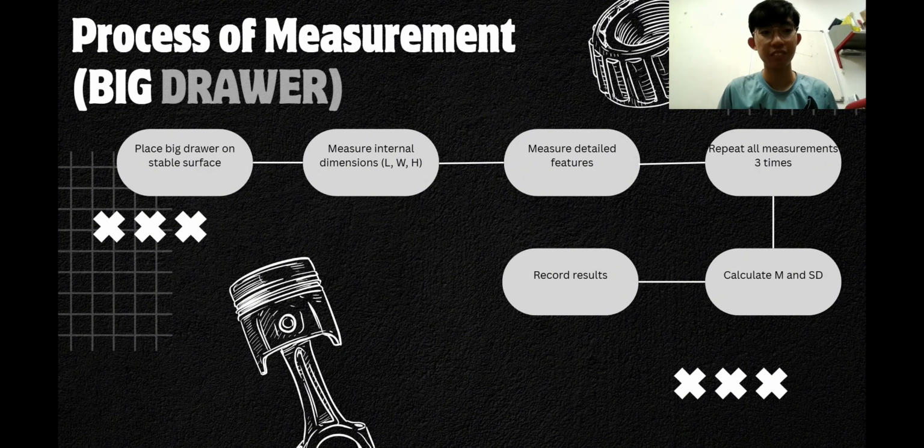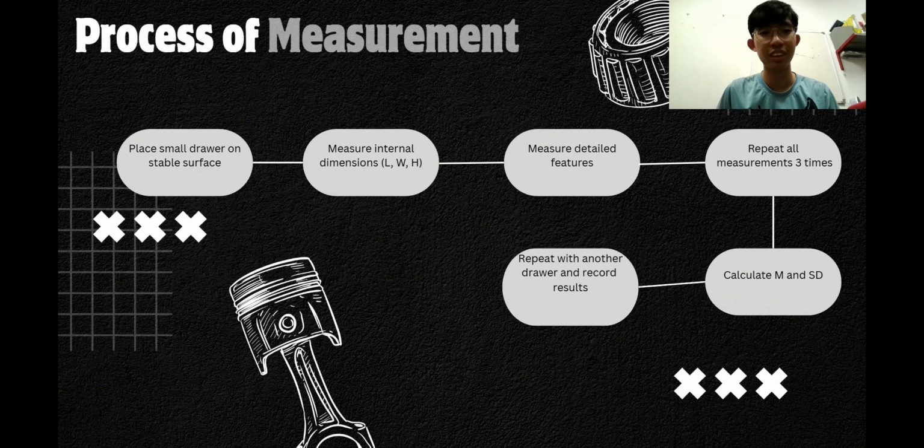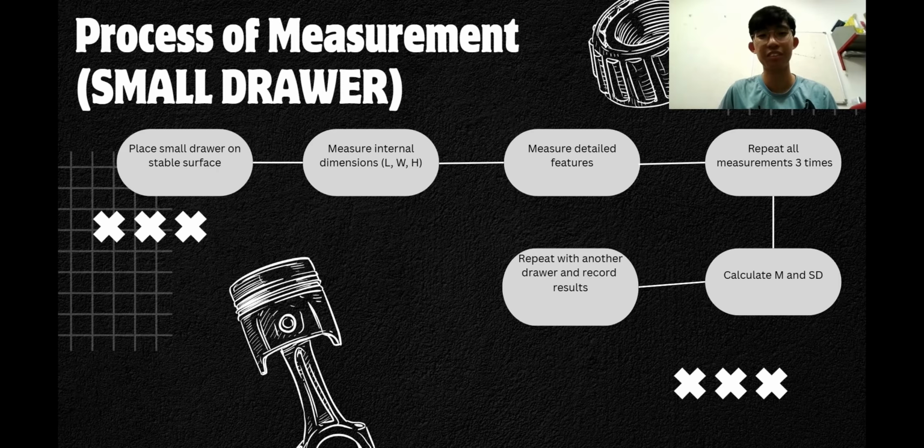So next is the big drawer. It's just the same process. We will place the big drawer on a stable surface, and then measure internal dimensions, measure detail features, repeat 3 times, and then calculate the mean and standard deviation, and then we will record the results. It's the same with the small drawer. Because we have 2 small drawers, at last we will repeat with the other drawer and record the results.